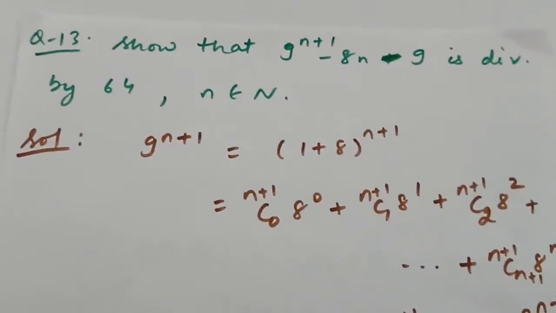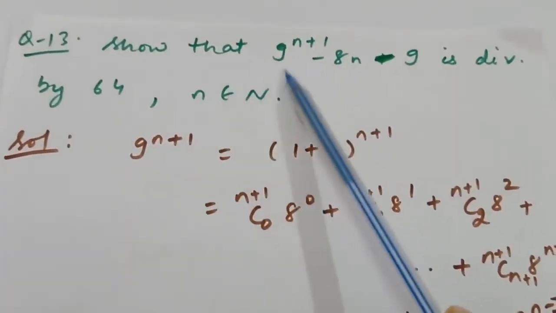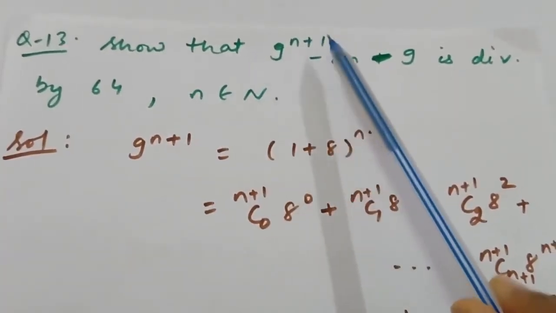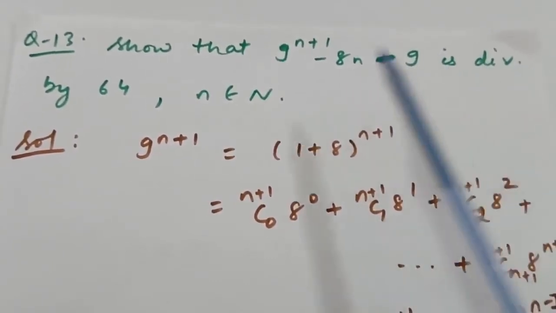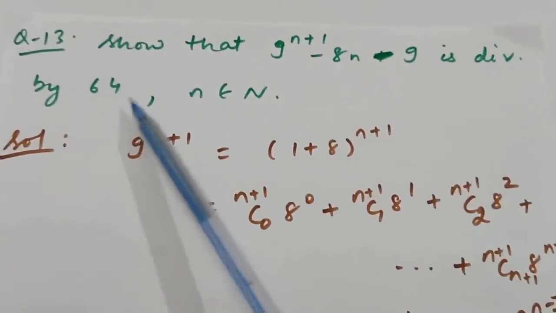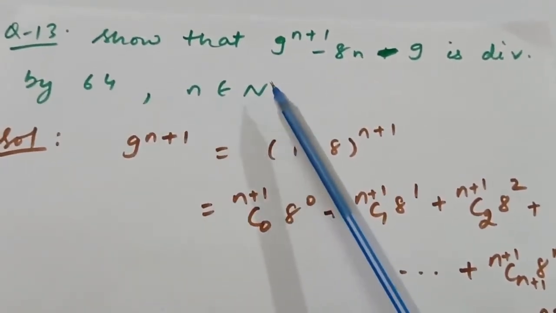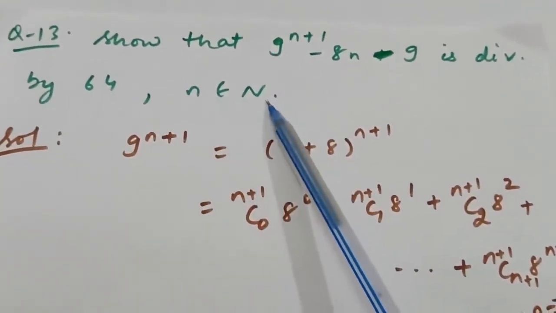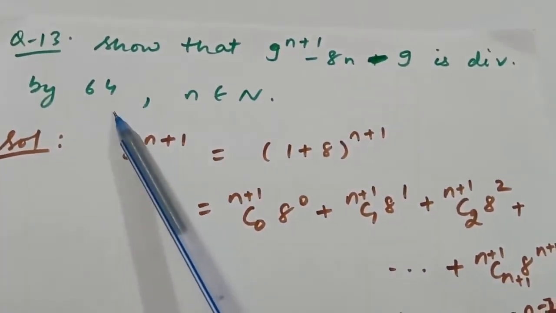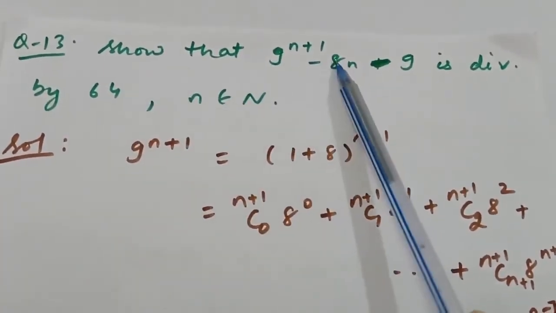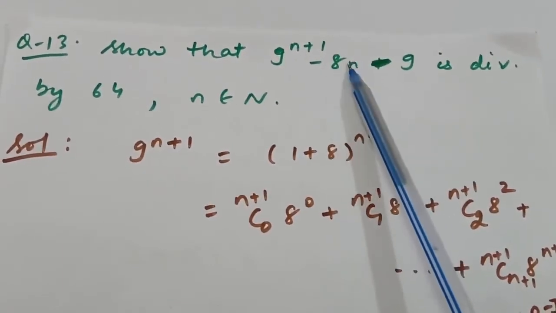Question number 13. Show that 9 raised to the power n plus 1 minus 8n minus 9 is divisible by 64, where n belongs to natural numbers. So we have to show that this is divisible by 64. We can do this by PMI, but here we will do it by binomial theorem.